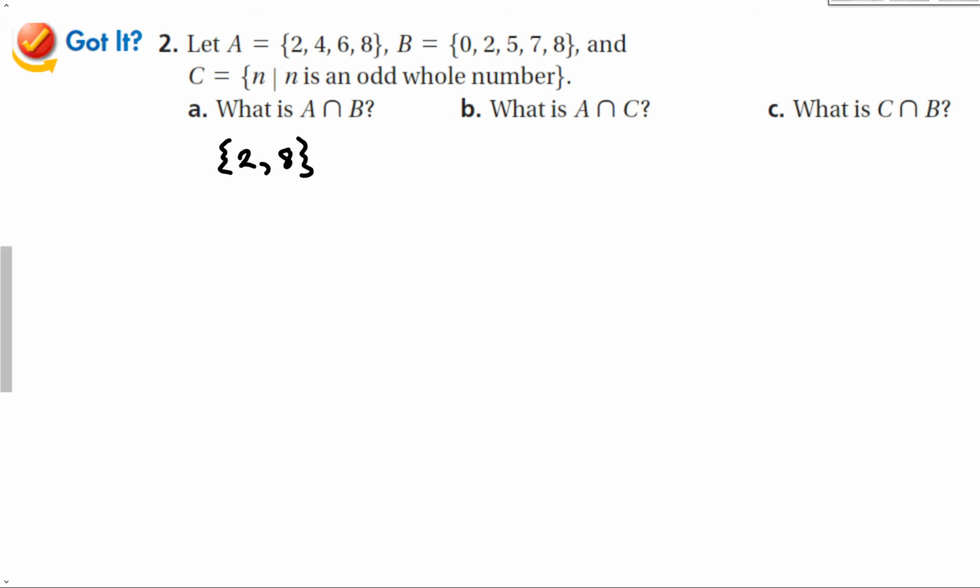A intersect C. A is 2, 4, 6, 8, and C is the odd whole numbers. Nothing in set A is odd, so they don't intersect anywhere. And C and B, the only places that they intersect are 5 and 7. 0 is not odd, 2 is not odd, and 8 is not odd, so they're not in set C.